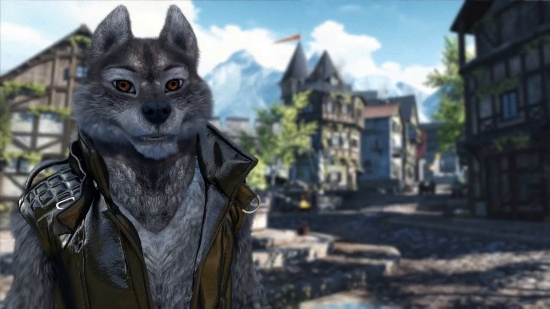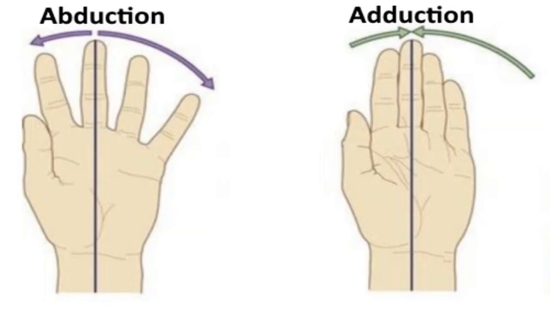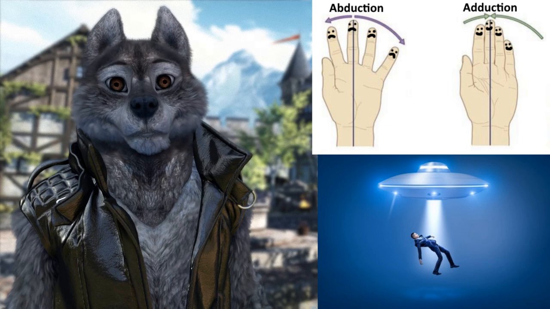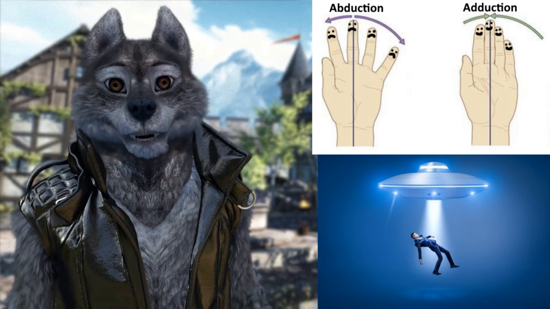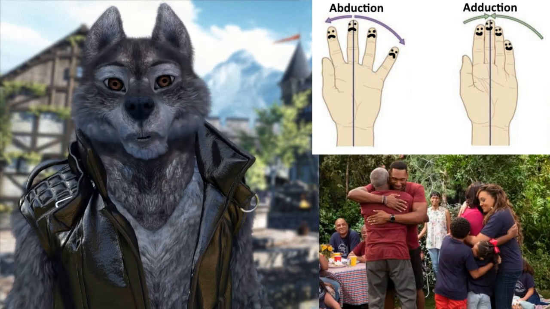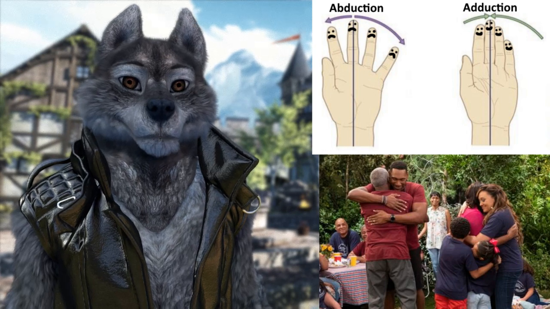Take your fingers for example. Spread your fingers out. That's abduction. Now bring them close together. That's adduction. Think of it this way. If you're abducting someone, you're taking them away from the others. If you're bringing them back, you're adding them back together.